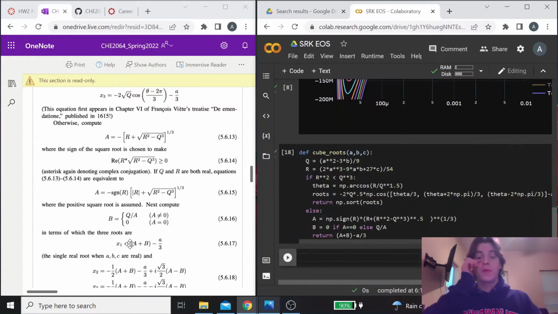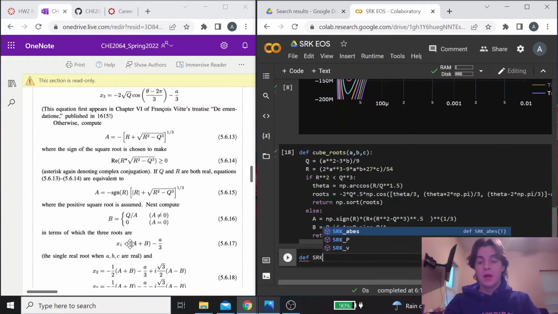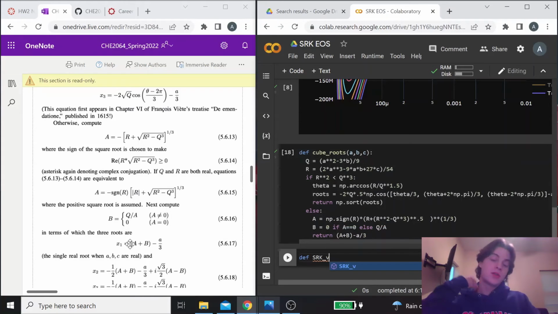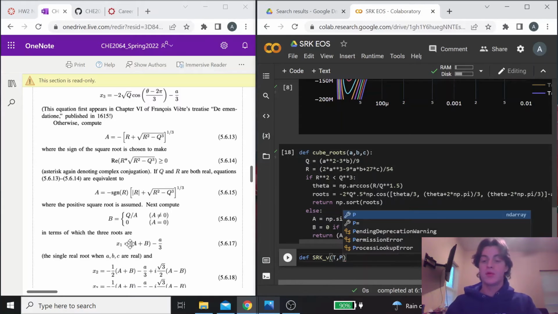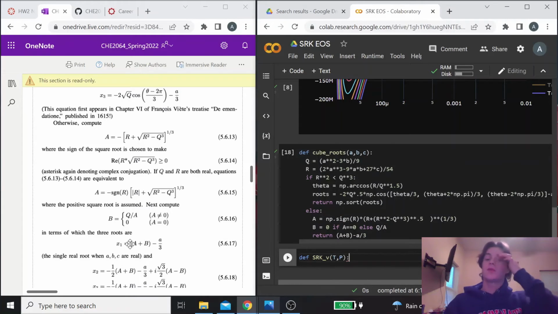So now we actually need to solve our cubic polynomial and calculate the specific volume. So we're going to do that by creating another function, and I will call it SRK, since we're using the SRK equation, sub specific volume, right? And we're passing a temperature and a pressure to this function because we are calculating the specific volumes at a set temperature and pressure.